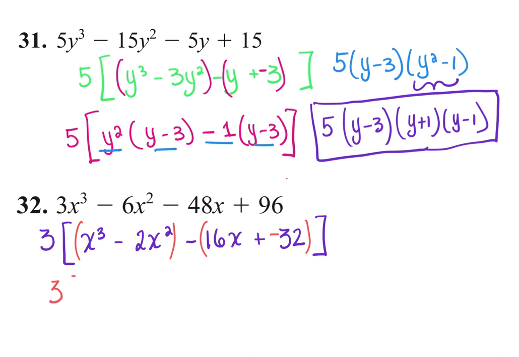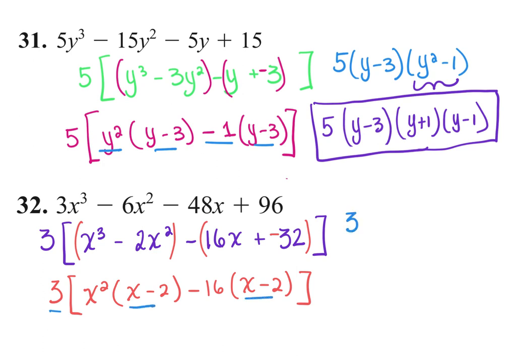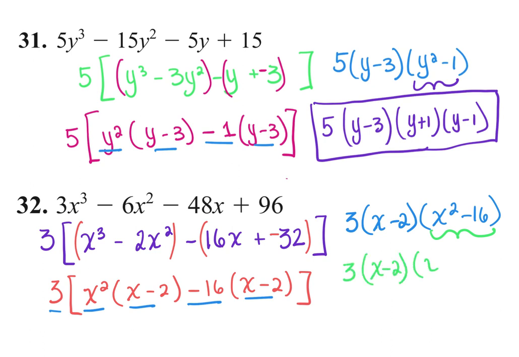What's the common factor in my first group? X squared, right? We have x minus 2. What's the common factor in my second group? 16, and we have x minus 2. And so once again, we are going to take our common factor, write that out, our common group, and then what we have left over. And again, what can I do? Difference of two perfect squares, right? So I have 3, x minus 2, and this plus 4 minus 4, right? Any questions on that? Good?